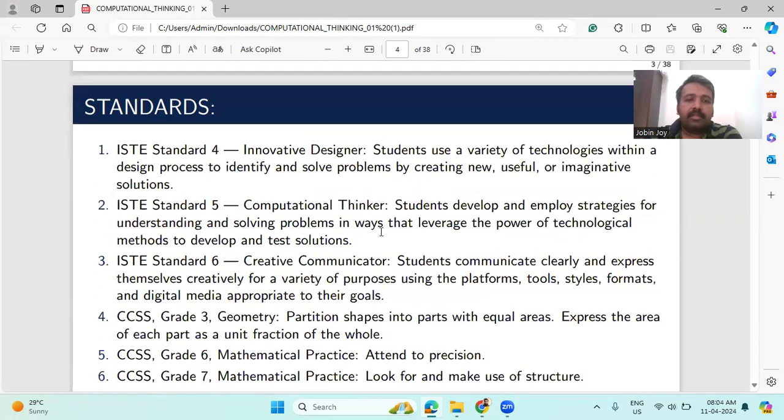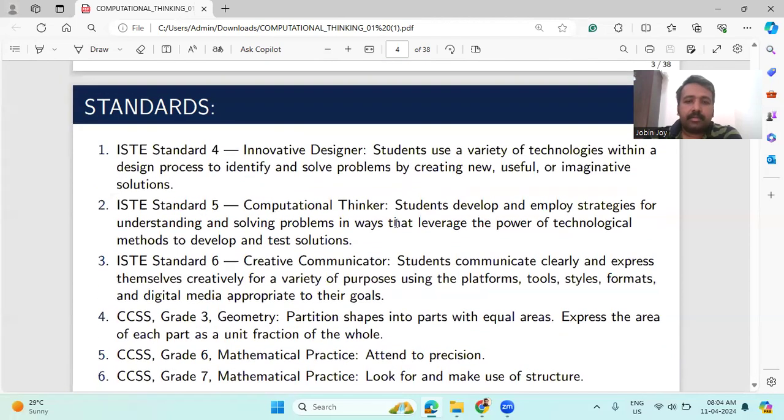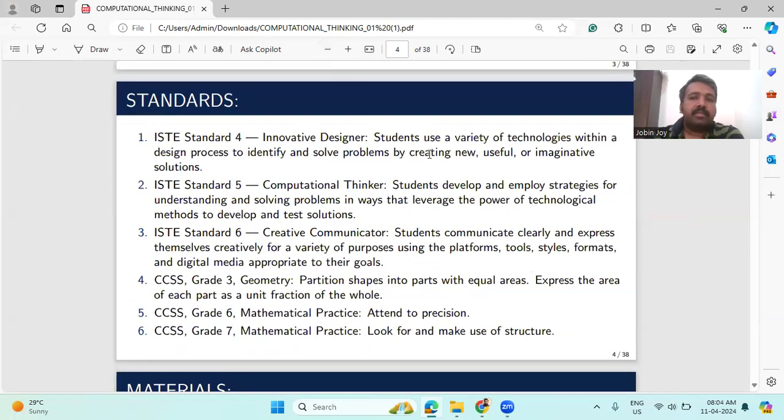Then these are the standards. Yeah, these are the standards we are following in this activity. The standards are innovative designer, ISTE standard 4, ISTE standard 5, ISTE standard 6, then CCSS grade 3, grade 6, and grade 7. So these are the 6 standards we are following in this activity.